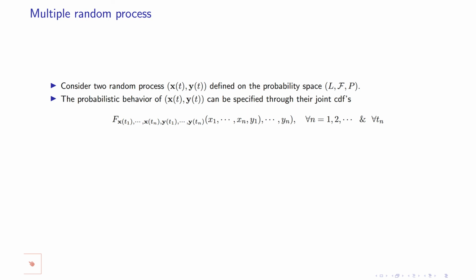The probabilistic behavior of this random pair can be described through their joint CDF. For instance, you take n time samples, and then you will have 2n samples for x and y. So this is the joint CDF, the nth order joint CDF of this pair of random processes.